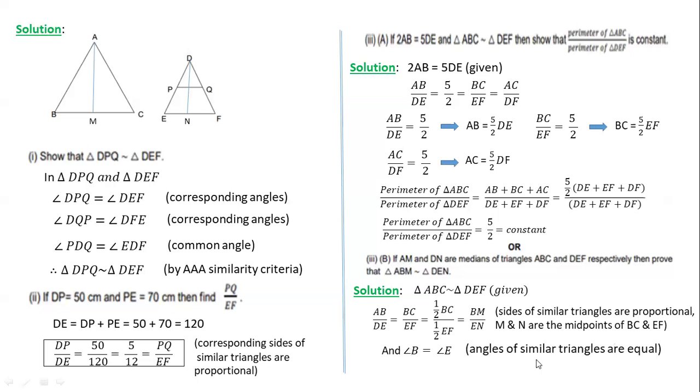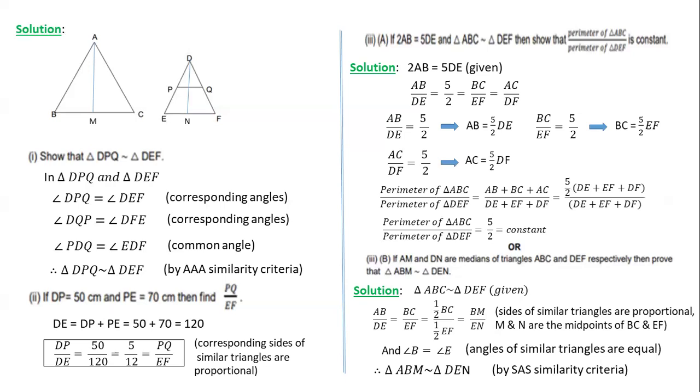Therefore, because these two angles are equal, that means two sides are proportional and an included angle is equal. Therefore, triangle ABM is similar to triangle DEN by SAS similarity criteria. That means which triangles have you taken? This side triangle and this side triangle. Okay. This is how we have proved the condition, that is, it is similar.